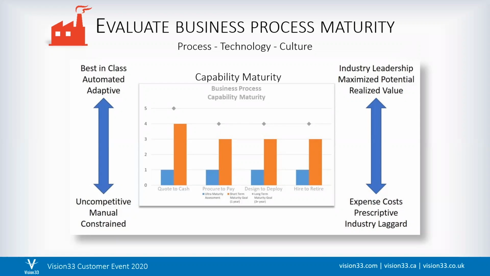On this page, you see a graph that shows you the before and the after. The before is shown in blue and the after is shown in orange. Here we see 4 different business processes: quote to cash, procure to pay, design to deploy, and hire to retire. In blue, you see where the company ranks with its current state business processes. And in the orange, you see where it wants to go with those business processes. So it wants to drive from a set of processes that are uncompetitive, manually constrained, industry laggard, to best in class, adaptive, industry leadership. Now, how do we get there?